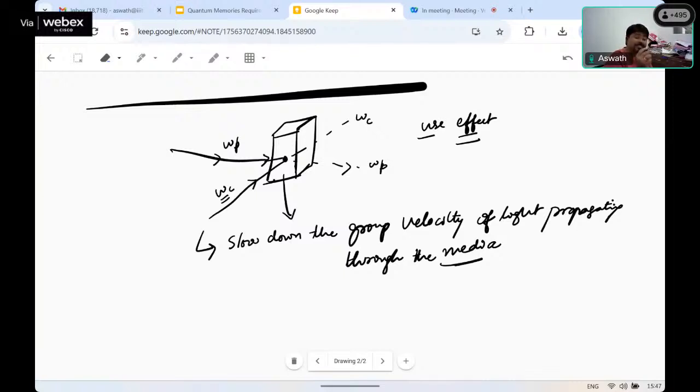With the naked eye, if I perform this experiment, I don't see the difference. But if you do it with the utmost care in a quantum optics experimental lab, what you see is light being trapped for a few microseconds inside the material that is being used as a quantum memory. EIT based quantum memory.